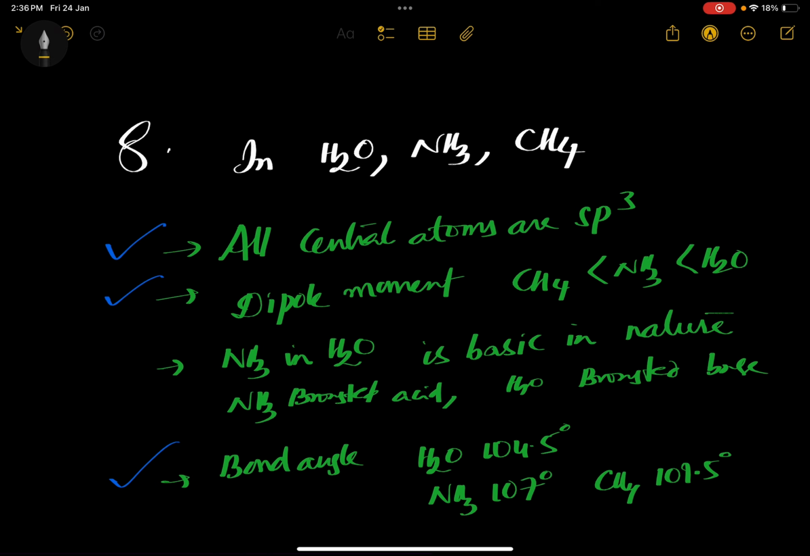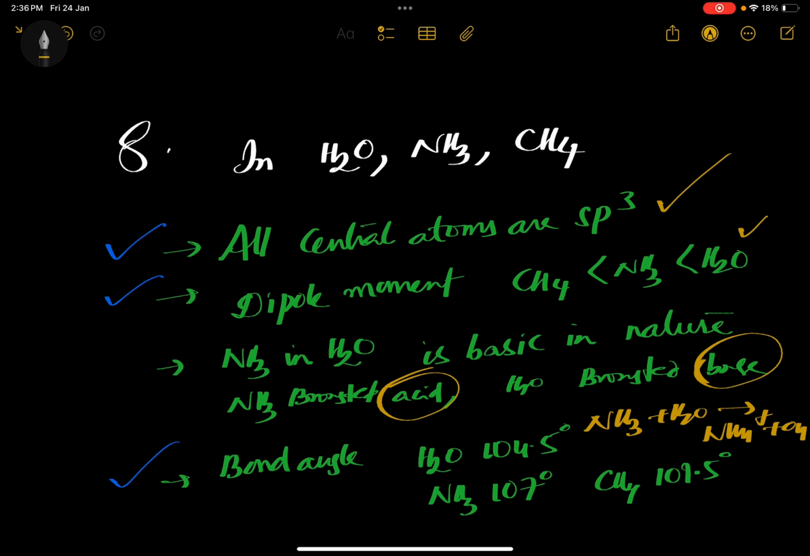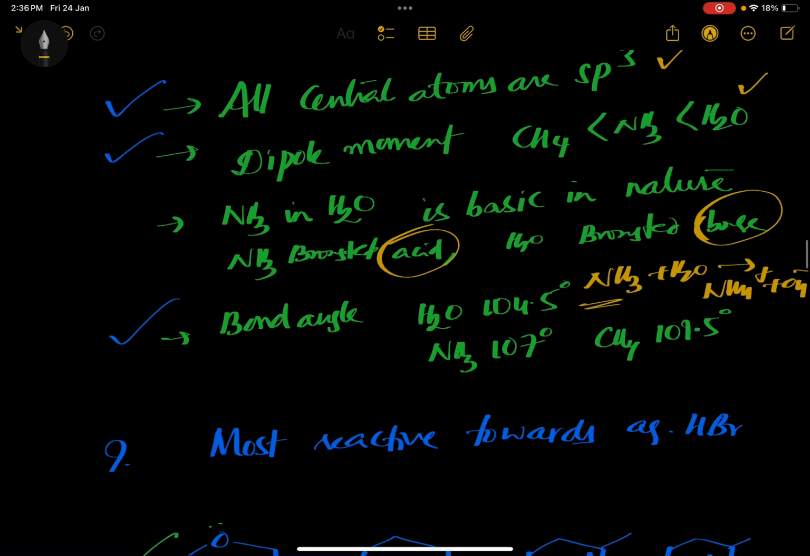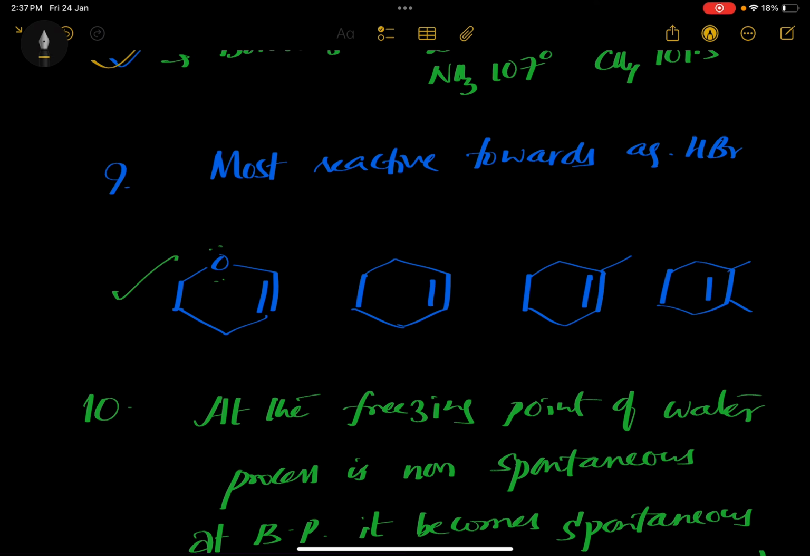In H2O, ammonia and methane, all central atoms are sp3, right statement. Dipole moment of water is more than ammonia, least for methane, because methane's dipole moment is 0. Ammonia in water is basic in nature. Ammonia is a Bronsted acid and H2O is a Bronsted base, this you cannot say. Okay, NH3 plus H2O gives NH4+ and OH-. So here ammonia is a base, not an acid. So that's a wrong statement. Bond angles of water, ammonia, methane are given correctly. So these statements are right. Paper is not so easy, moderate paper only.